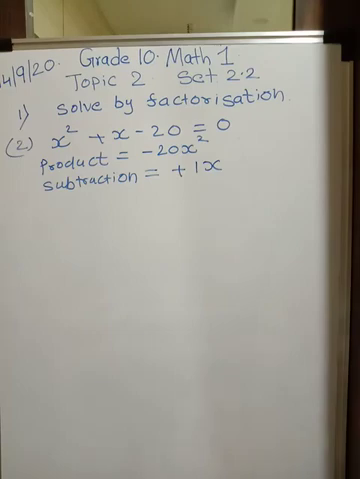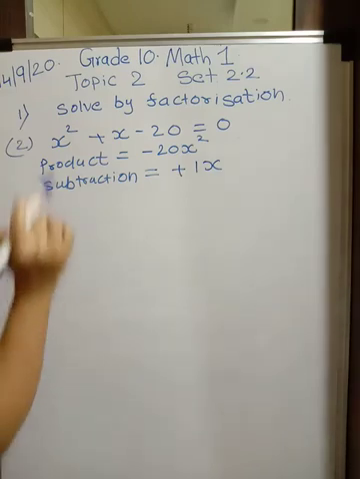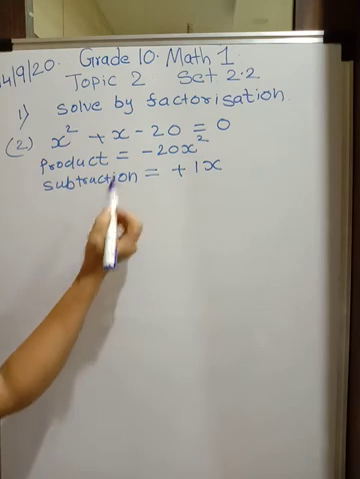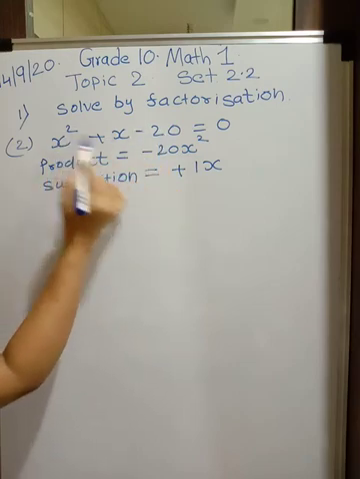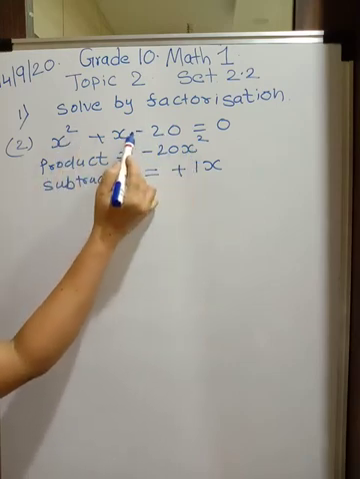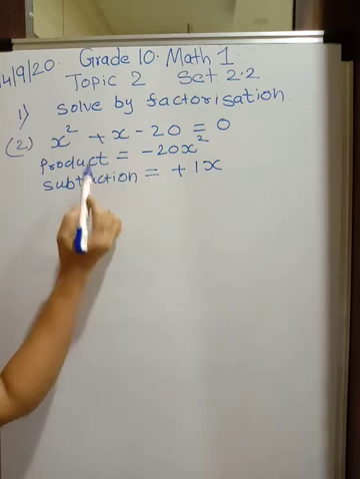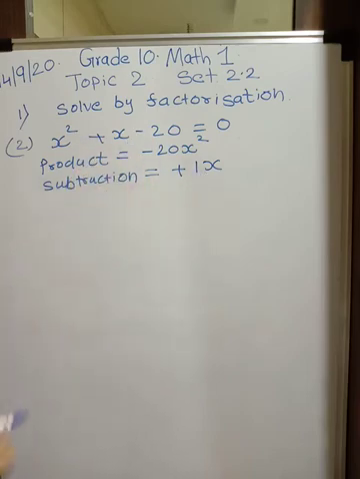Now this is the second example. Again, ask questions. Tell two numbers whose product is minus 20x square and whose, now look at this sign, whose subtraction should be plus 1x. Concentrate only on numbers. What should be your question? Tell two numbers whose product is minus 20 but whose subtraction is plus 1.